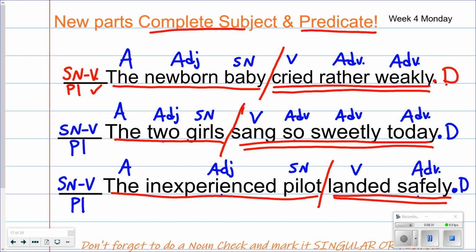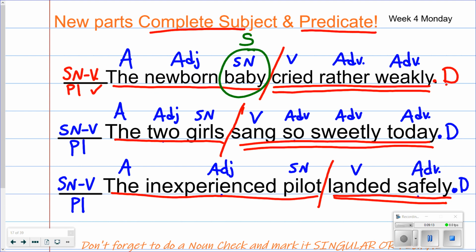And so we're going to go back to the first sentence and look for our noun. The newborn baby cried rather weakly. What's our noun? Good, baby. I want you to circle that because that's a noun. Good. Now I want you to look at baby. Does that mean I have one or more than one of them? It means just one, right? If I had more than one, I'd say babies. But this doesn't have the S sound or the S at the end of it. So it's just one of them, baby. If there's just one of something, it's called singular. And so I want you to write an S over the top of your circle that shows it's singular. So baby is our noun and it's singular.